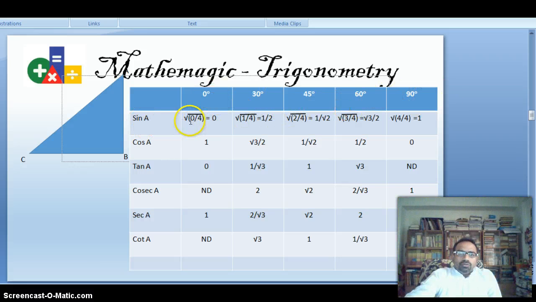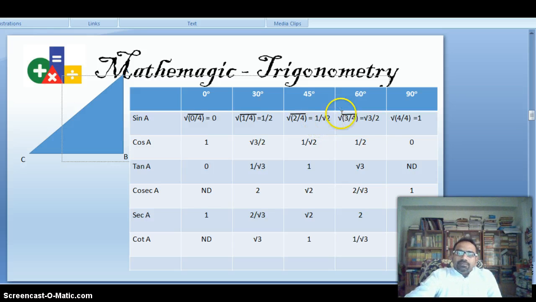So sine A for 0 is the square root of 0 by 4. Then for 30, you write it as the square root of 1 by 4. Then it is the square root of 2 by 4, then the square root of 3 by 4, and then the square root of 4 by 4. In the first case, what does 0 by 4 become? It becomes 0. So sine 0 is 0. Sine 30 is the square root of 1 by 4. The denominator, square root of 4, becomes 2, so it is 1 by 2. For 45, it is the square root of 2 by 4. The denominator becomes 2, and then it becomes 1 by square root of 2.